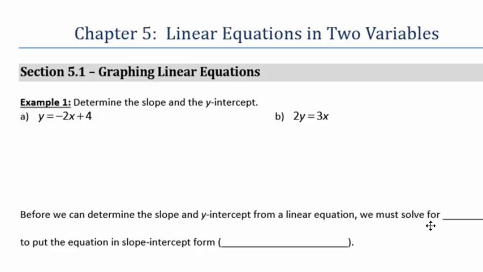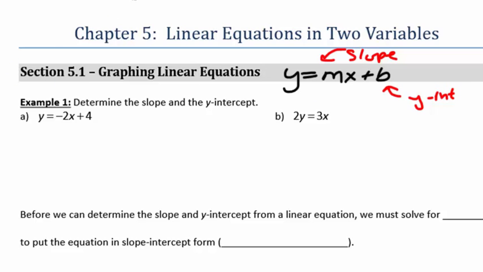Chapter 5 is on linear equations in two variables. Recall that we've seen from a previous section that if I have an equation that's written in the form y equals mx plus b, I can identify the slope and the y-intercept of this linear equation. The slope is the m value, the coefficient of x, and the b coordinate is part of the y-intercept.